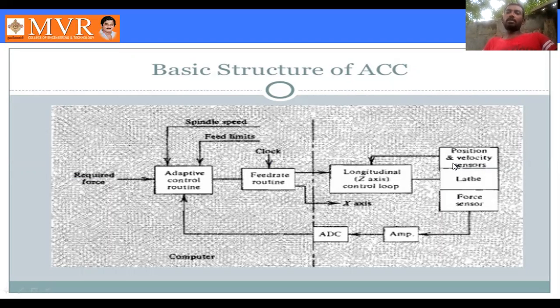The position velocity sensor is given to the longitudinal x direction control loop, which controls the sensors. The force sensor we give directly to the adaptive control routine. Why? Because the required force is needed. So that is why this force sensor is connected to the adaptive control routine. The ADC is again sent to the adaptive control routine, which is a computer. So this is the basic structure of the ACC, the adaptive control system.